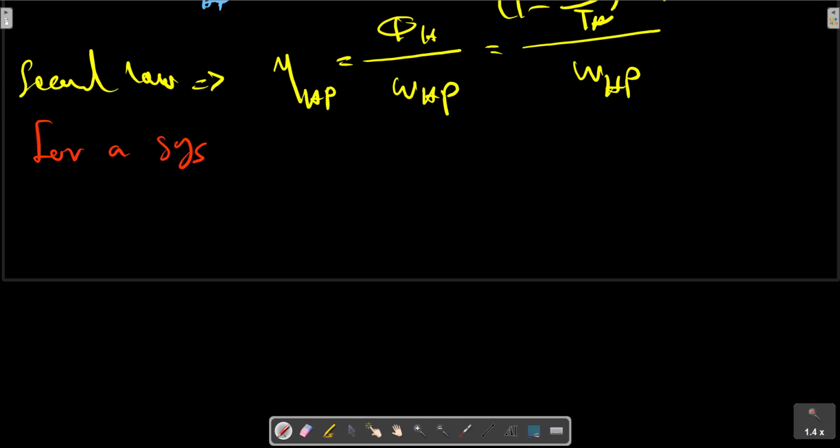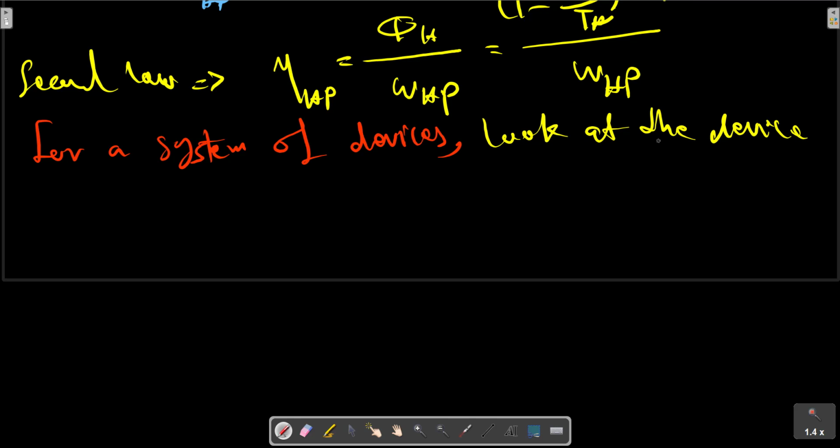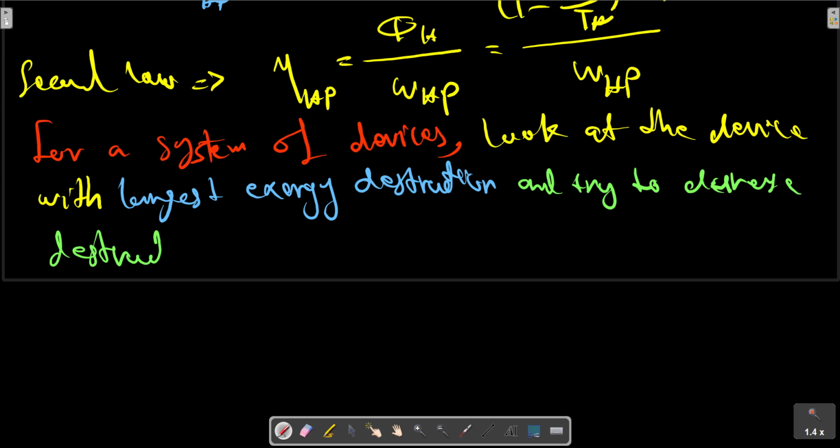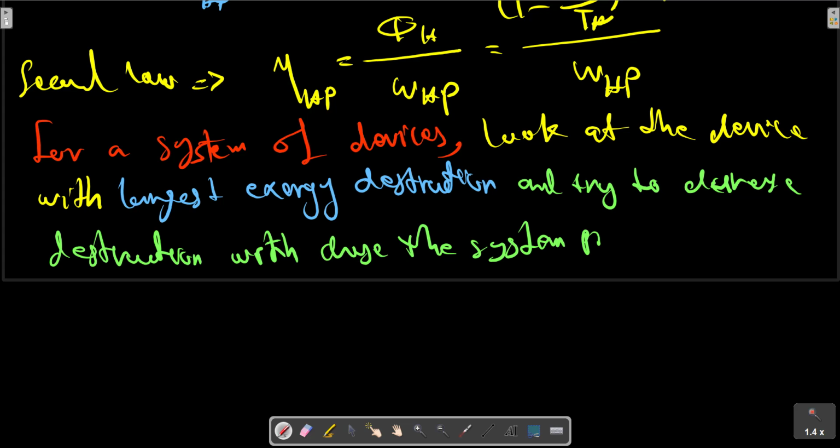For a system of devices, let's first look at the device with the largest exergy destruction and try to decrease the destruction by changing the system properties.